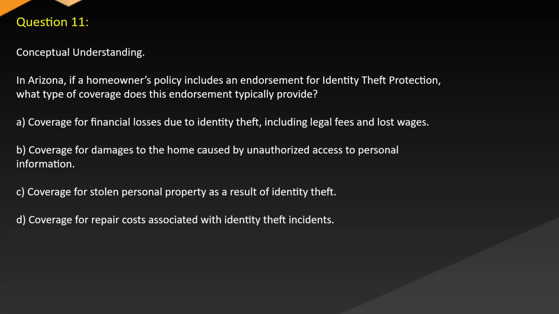Question 11. Conceptual understanding. In Arizona, if a homeowner's policy includes an endorsement for identity theft protection, what type of coverage does this endorsement typically provide? A. Coverage for financial losses due to identity theft, including legal fees and lost wages. B. Coverage for damages to the home caused by unauthorized access to personal information. C. Coverage for stolen personal property as a result of identity theft. D. Coverage for repair costs associated with identity theft incidents.